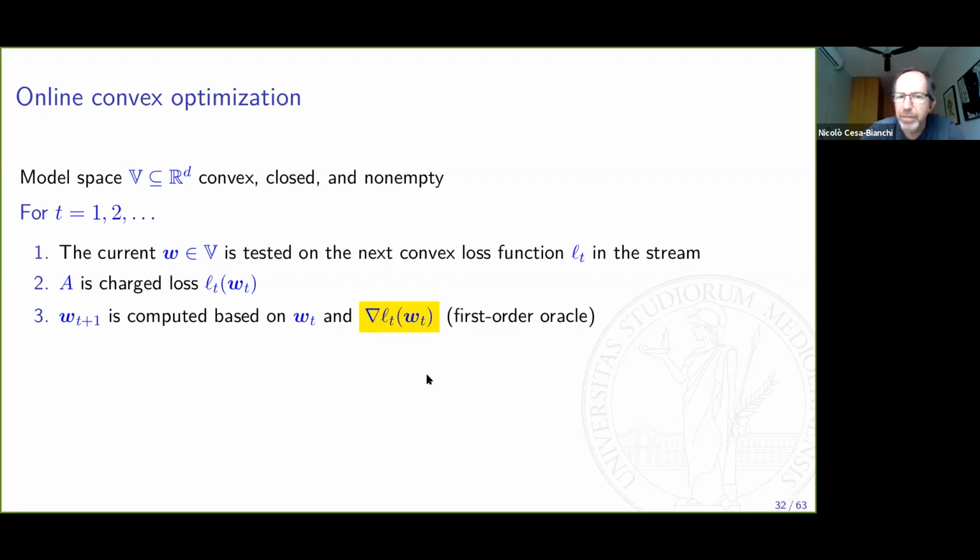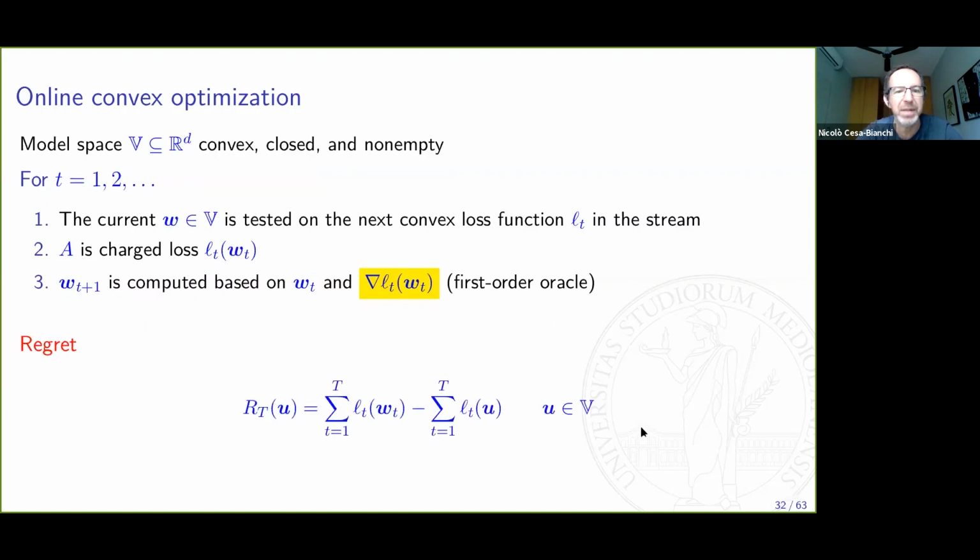It's full info because I see all the components of the gradient, and I'm not insisting that my loss is linear. I'm just saying it's convex. And I'm not insisting that V is a simplex. It's just any convex closed subset. So that's the generality: convex losses, arbitrary decision spaces, arbitrary meaning any subset of the d-dimensional space.